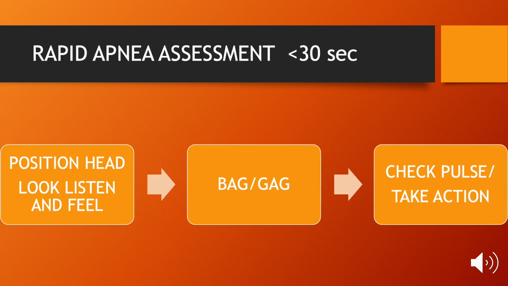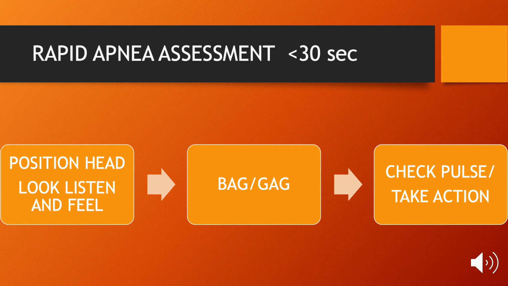Just a reminder of the quick rapid apnea assessment. Takes just a few seconds. When you get a patient who comes in unconscious and you're not sure if they're breathing, position the head, look, listen, and feel. If you have no obvious breathing, go ahead and bag to look for obstruction and check the gag as we told you. Then check the pulse, take action as needed.